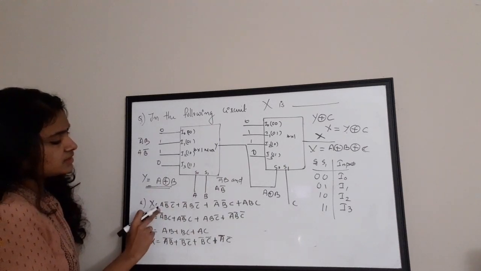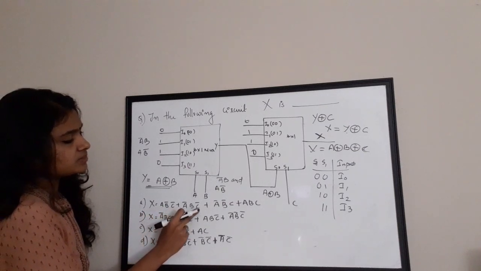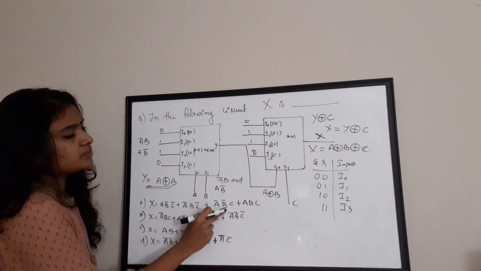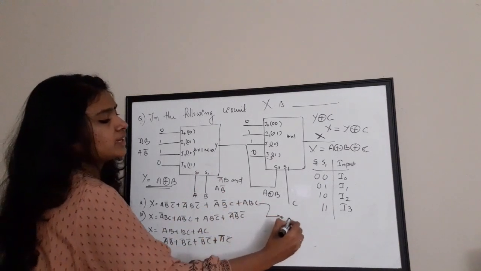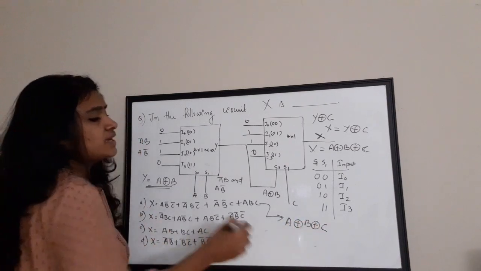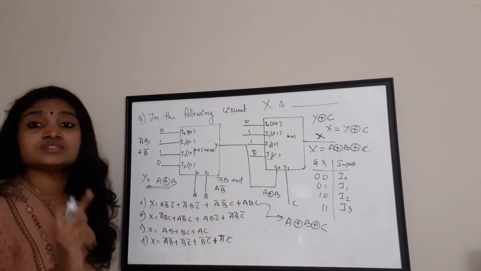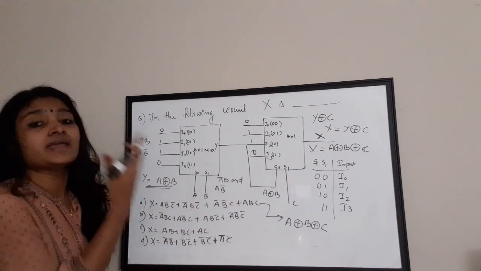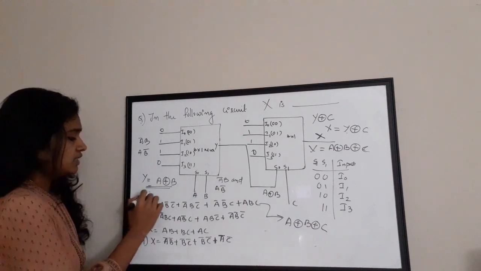Option A is A B bar C plus A bar B C bar plus A bar B bar C plus A B C. This is the expansion for A XOR B XOR C. So the expansion for A XOR B XOR C is your option A, which is your result, that is X. Okay, so the correct answer for this question is option A.